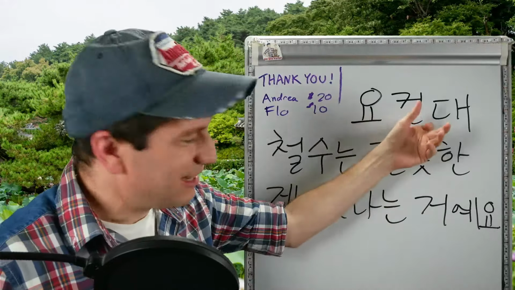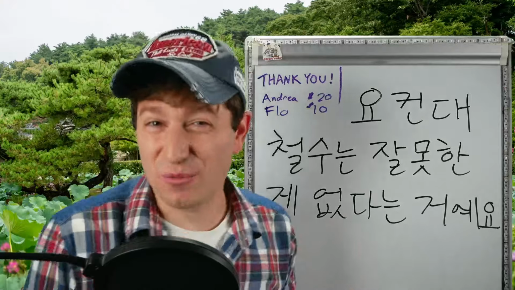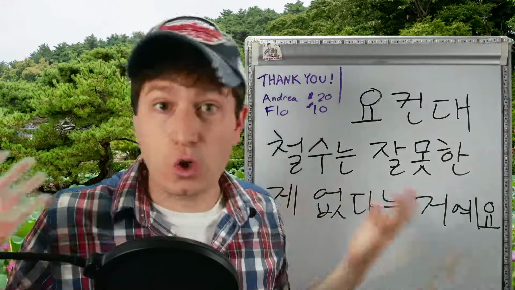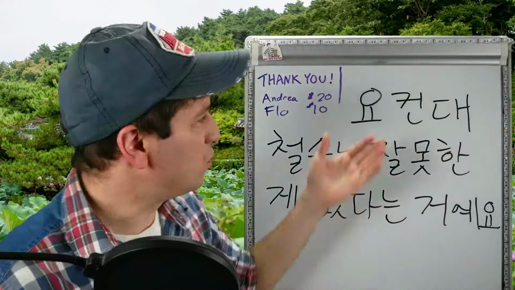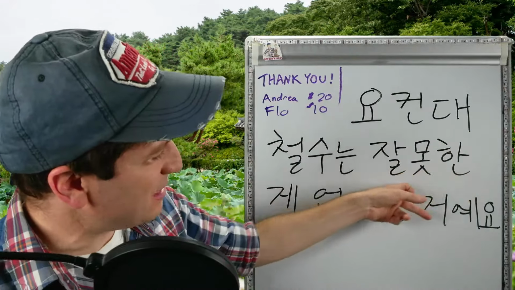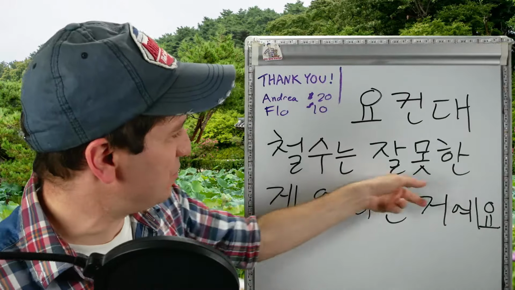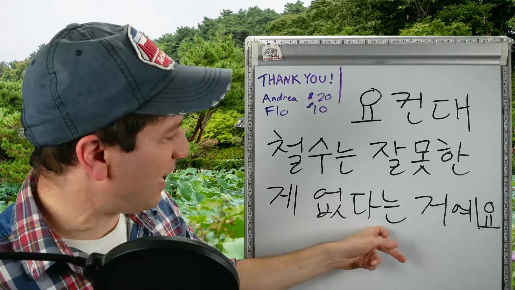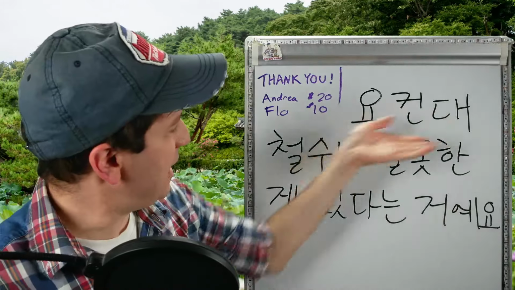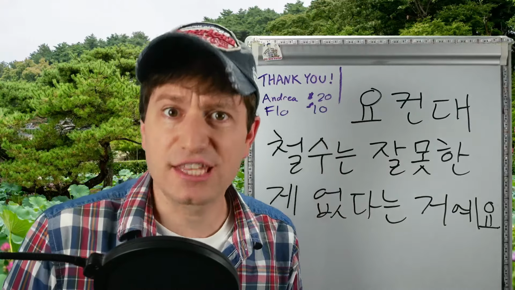This 요컨대 is shortened from 요약하건대, which comes from the word 요약하다, to summarize something. So 요컨대 is, in short, let me summarize it for you. 철수는 잘못한 게 없다. 잘못하다 is to make a mistake, to do something wrong. 게 as in 것이, something that 철수 did as a mistake, did wrong. 없다는 거예요. So in short, 철수 did nothing wrong. 요컨대 철수는 잘못한 게 없다는 거예요. In short, 철수 did nothing wrong.